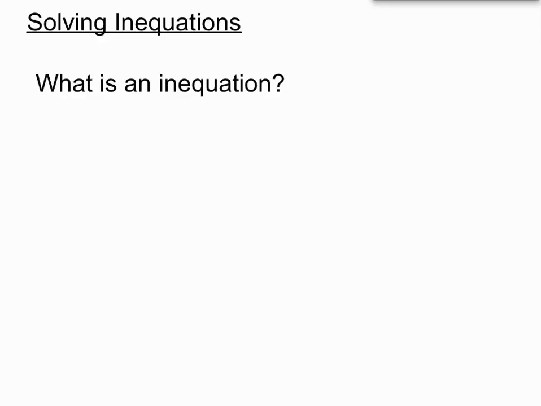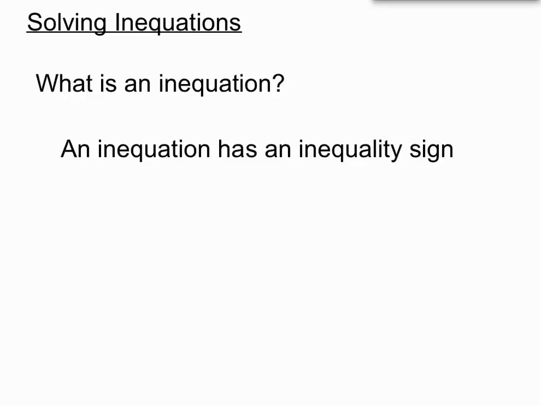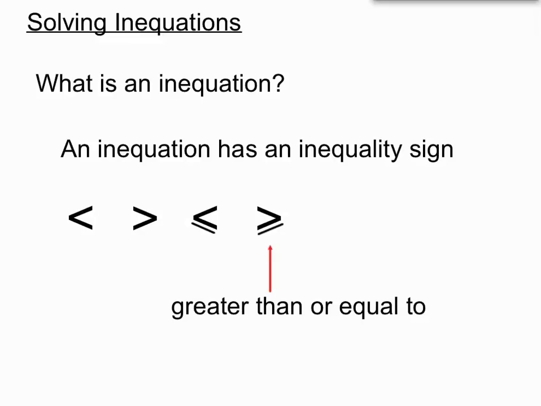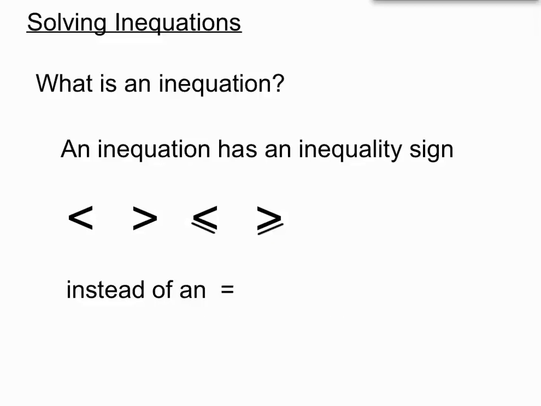What is an inequation? Well, an inequation has an inequality sign, such as this one here, which means less than, or this one here, greater than, less than or equal to, notice the extra line underneath that one, or greater than or equal to, also with the extra line. So an inequation has those sorts of signs instead of just an equal sign. An example of an inequation is this one here: 3a plus 2 is less than 14.